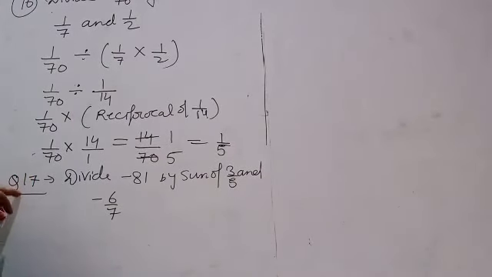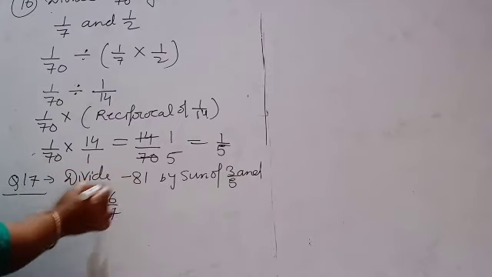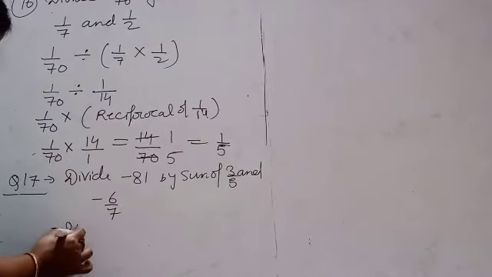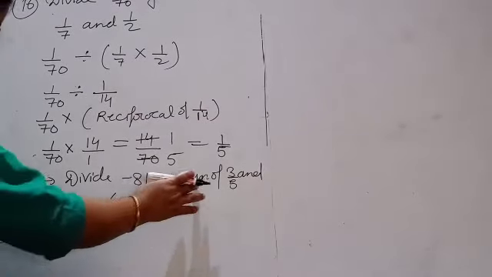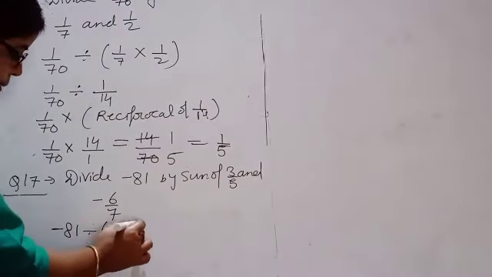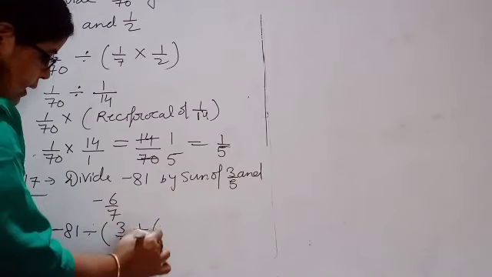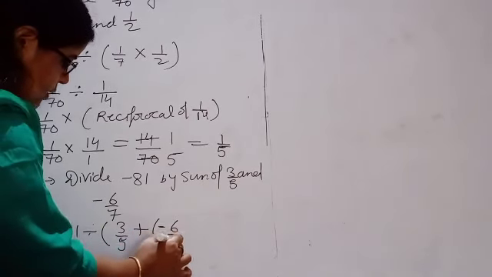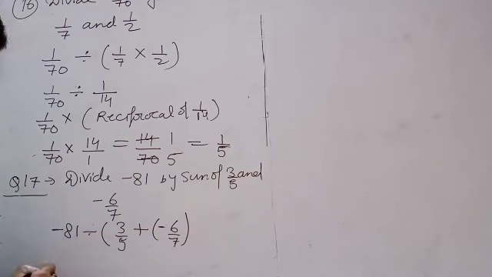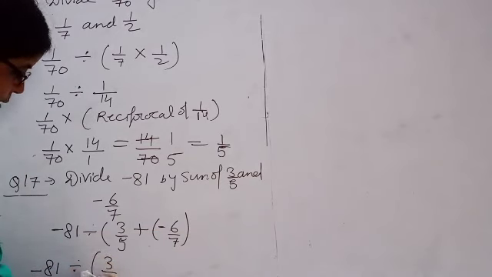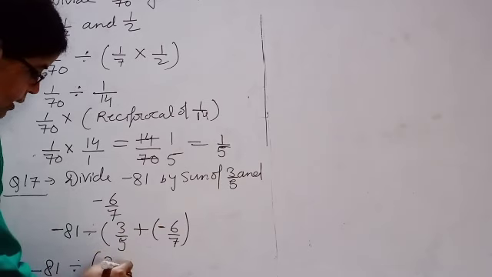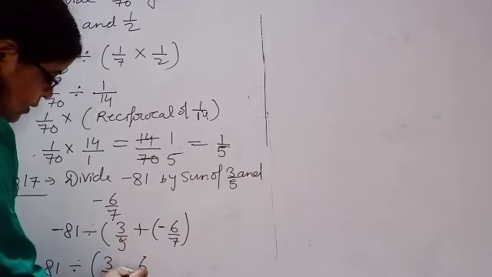See, now question number 17. Divide minus 81. You have to divide this one. Put the division sign, sum of. Sum means plus, whose sum? 3 upon 5 and minus 6 upon 7. So what will you get? Minus 81 divided by 3 upon 5 plus minus 6 upon 7.